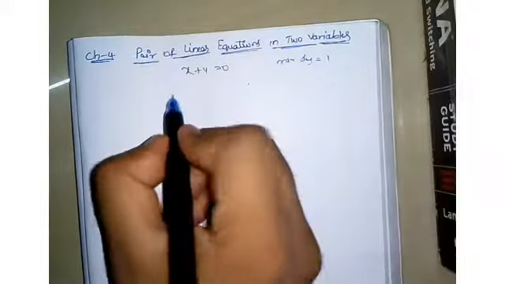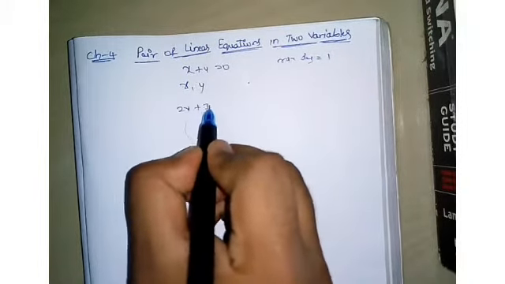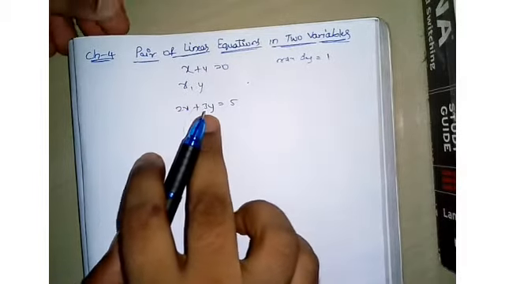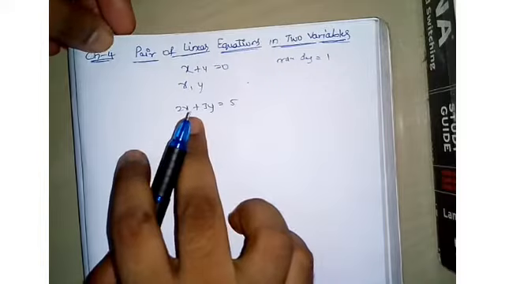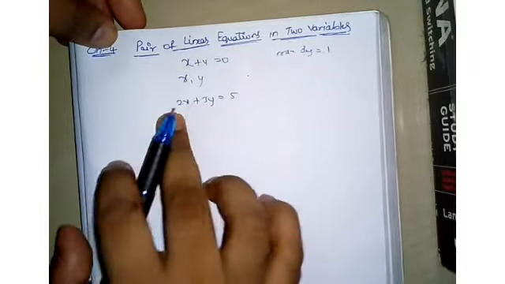For example, if you are taking two variables x comma y, 2x plus 3y is equal to 5. This is also a linear equation because the highest degree is 1, and it is a linear equation in two variables because both x and y are there.